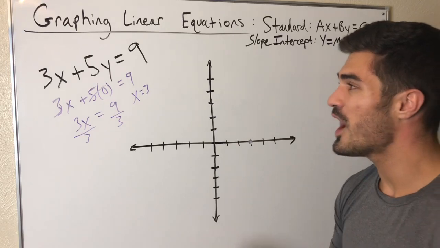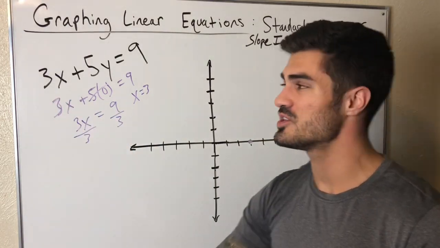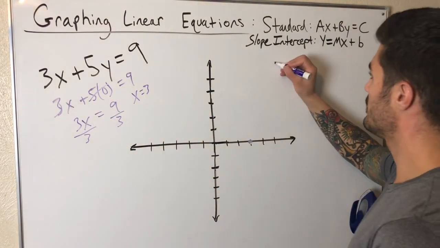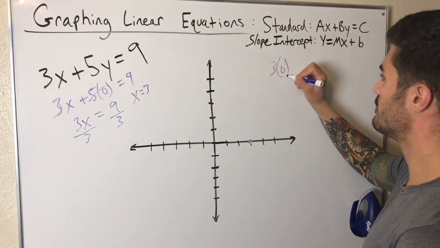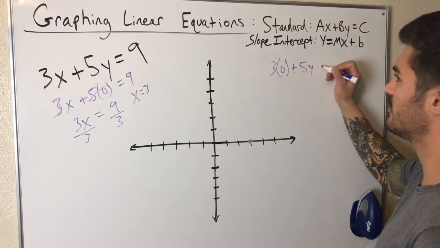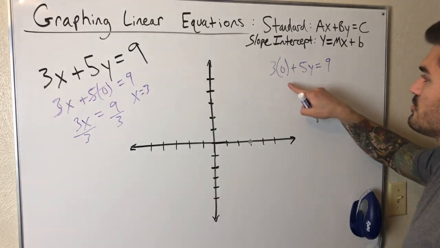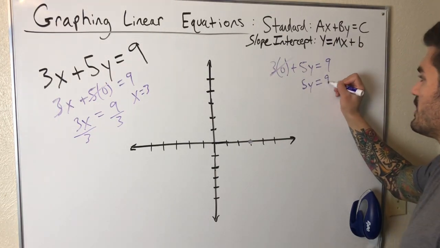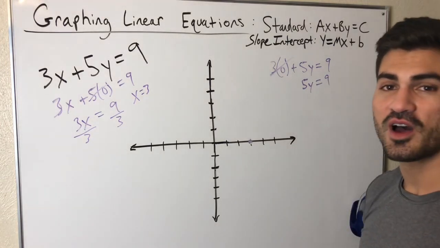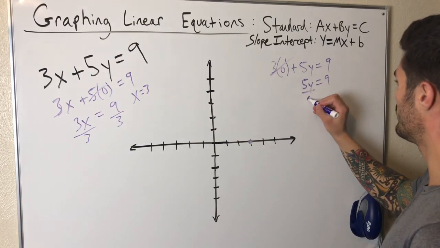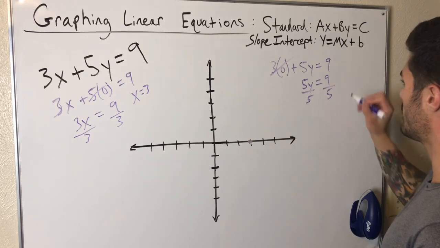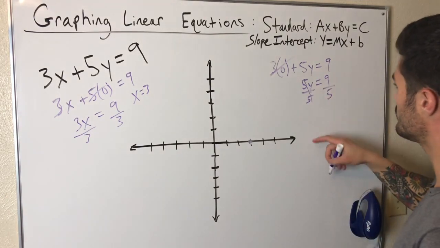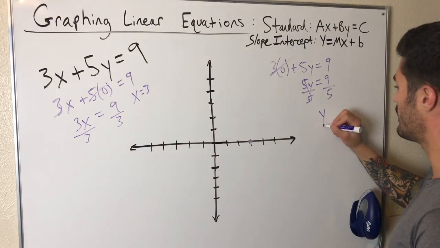All right, now I'm going to find the y-intercept, so I'm going to set x equal to 0. I'm going to do this over here. So 3 times 0 plus 5y equals 9. 3 times 0 is just 0. That can go. So I have 5y equals 9. Now I just divide both sides by 5, right? To isolate this y. Divide by 5. The 5's cancel, and I'm left with y equals 9 over 5.